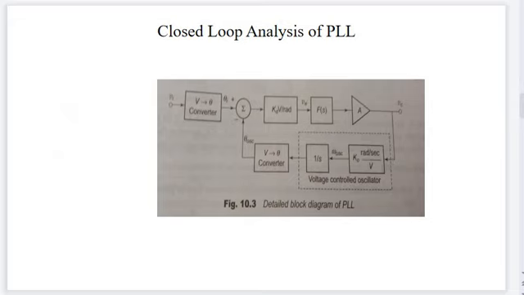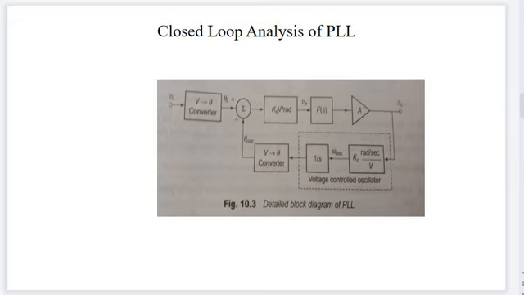So, the closed loop analysis of PLL. In the closed loop analysis of PLL, first we have a phase detector, a voltage to phase converter, and this is applied to the summer. Then this output is applied to the K into V gain amplifier. Then it is applied to a system of transfer function F of s.